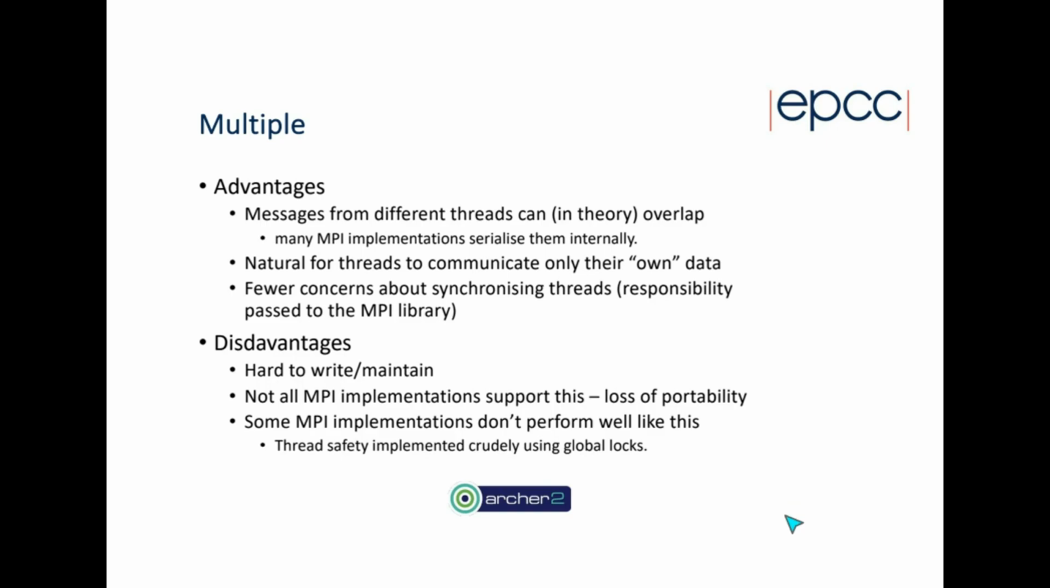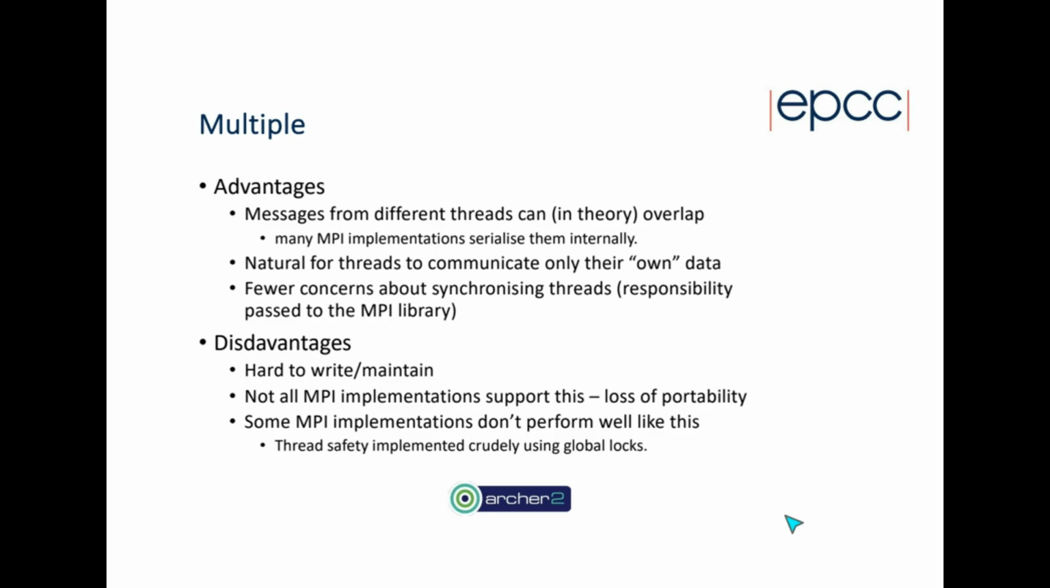Okay, and then finally multiple. In principle, messages from different threads could, in theory, overlap with each other. But in practice, in order to make the MPI implementation thread safe, the MPI implementation is internally serializing them. There's some lock inside the MPI library that means those sends and receives get serialized anyway. So it doesn't really help in that sense.